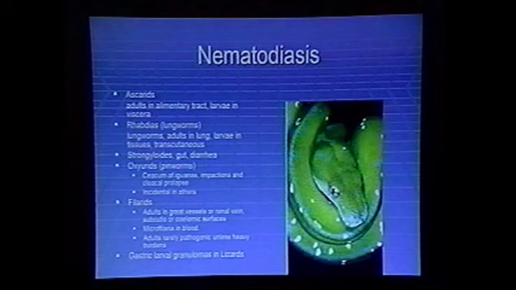Filarid worms are also common in reptiles, particularly in chameleons. Adults are common in the great vessels or renal veins, subcutis or on the coelomic surfaces, and microfilaria are readily seen in the blood. Rarely the adults can be pathogenic in heavy burdens, but the microfilaria are incidental.